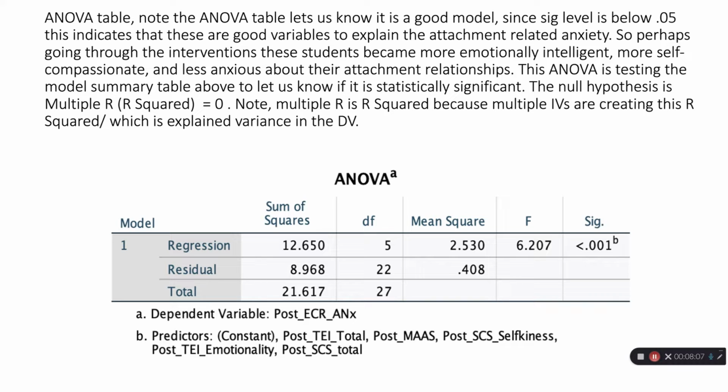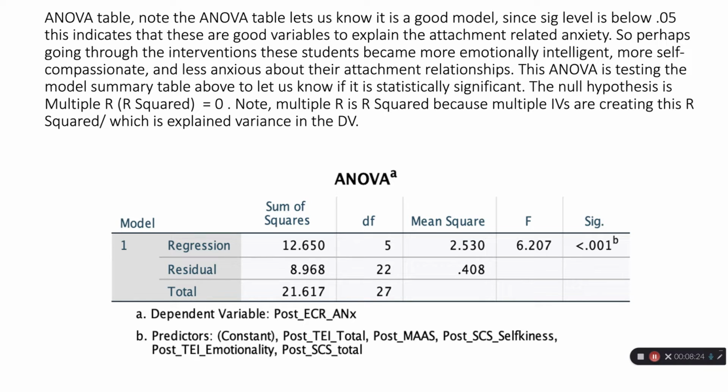The ANOVA table lets us know if our model is good or not. The significance column, the last column, indicates 0.001. So since the significance level is below 0.05, it indicates that these are good variables to explain attachment-related anxiety.